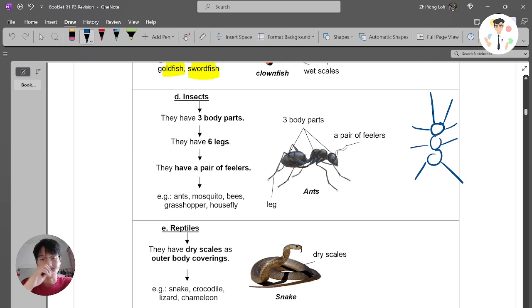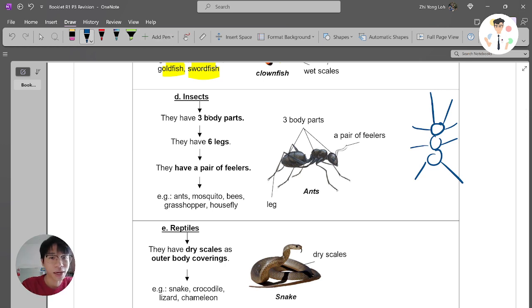Okay, so 3 body parts. Let me just highlight for you: 3 body parts, 6 legs, and a pair of feelers. Some good examples of insects, as you can see, are ants, mosquito, bees, grasshopper, and housefly. Okay, these are the insects.